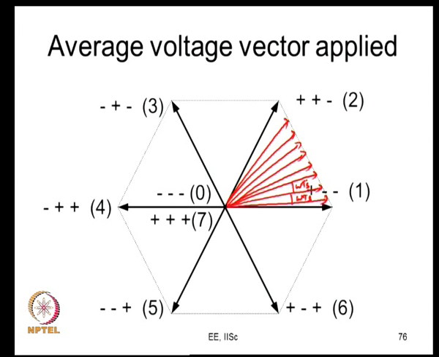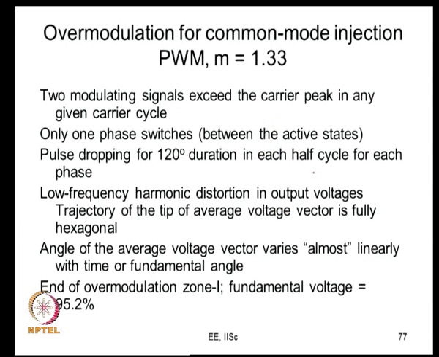But when you go above that 1.33, you will start seeing that this average angular velocity will start changing. As I mentioned to you, this is 95.2% and we call this overmodulation zone 1 in the space vector modulated inverters. In this case, the angle would vary almost linearly with time, whereas the magnitude will change. How will the magnitude change?